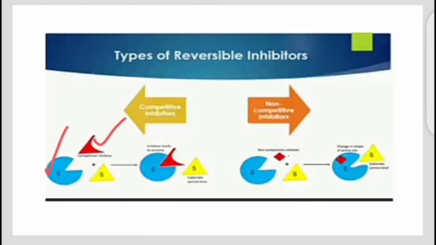Here, on the other side, in non-competitive inhibitors, this one is the enzyme and this one is the non-competitive inhibitor. In this slide, here is the substrate, and the non-competitive inhibitor will bind with the enzyme at a site other than the active site, but as a result of this binding the shape of the active site is changed. And as a result of the change in shape, the substrate cannot bind with the enzyme.